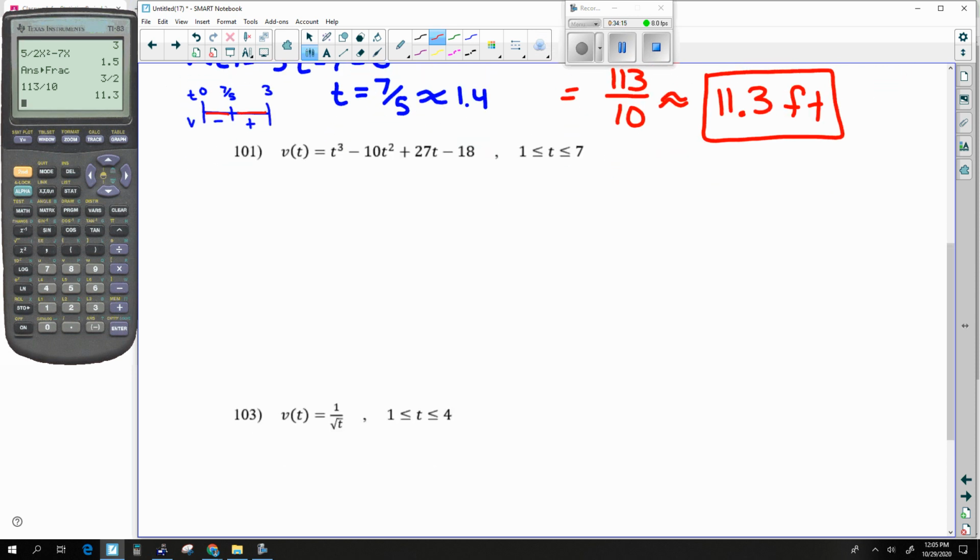All right, here we go. One more time, or two more times, I guess. So this is velocity. So let's go with the net change, the total displacement. And so this is going to be the integral from 1 to 7 of the velocity. I'm just going to write it like this right now.